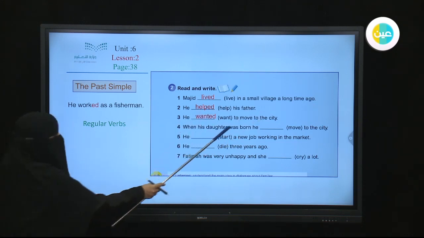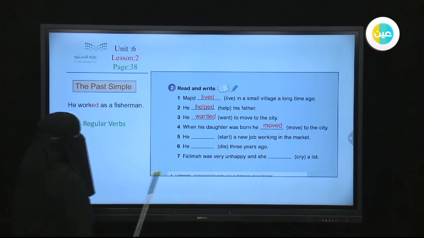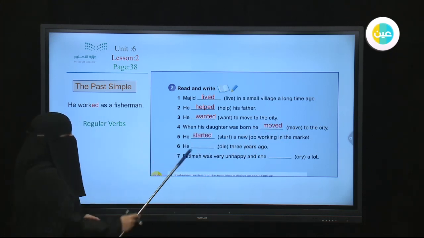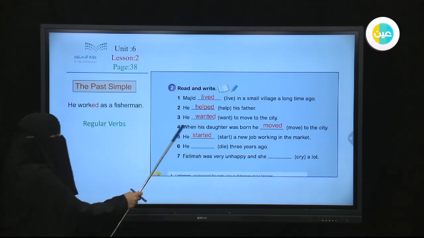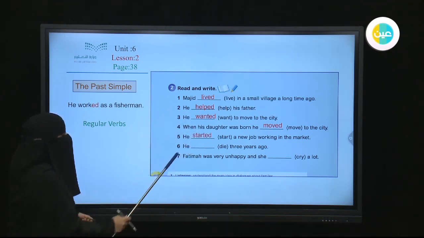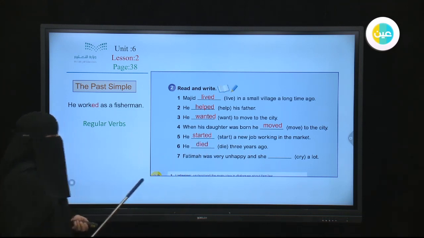When his daughter was born, he moved. We have the E at the end of the verb, so we just add the D. He started, very good. We add the ED because it is a regular verb. We don't change the base form, we just add the ED or the D. He died 3 years ago.